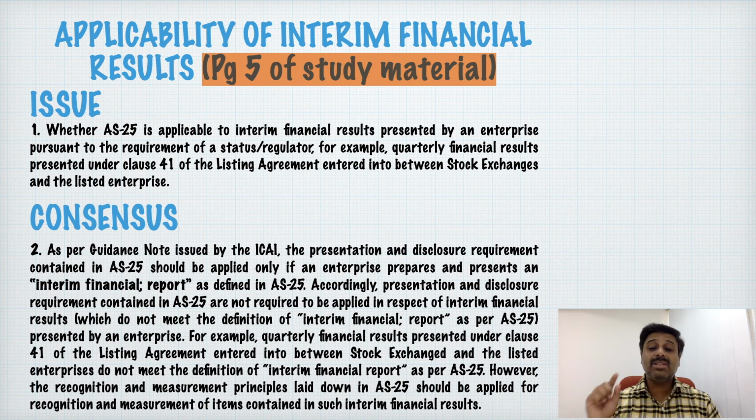In short, what is the problem? Under clause 41 of the listing agreement, if you are making an interim financial report, do you have to follow AS 25? What is the resolution? You don't have to follow AS 25, just follow clause 41.